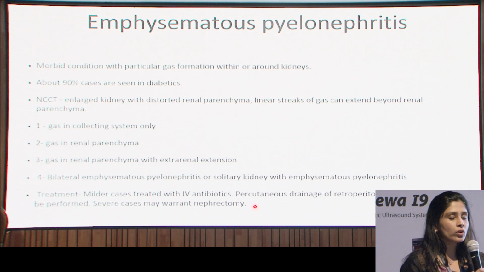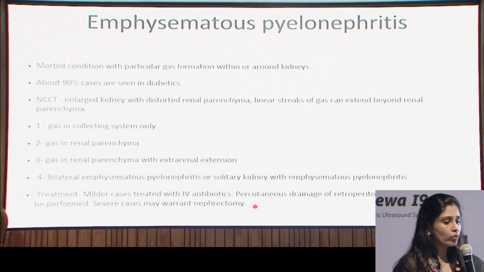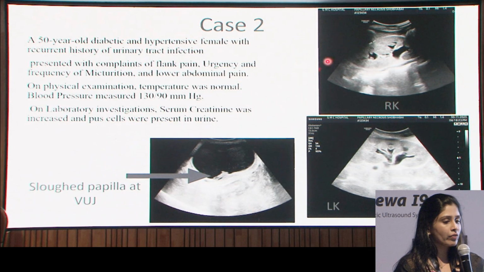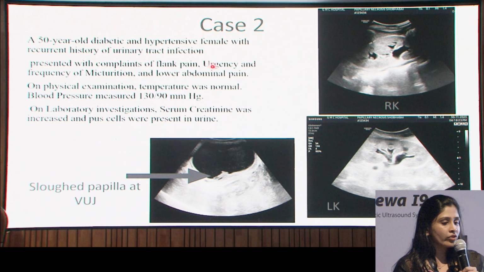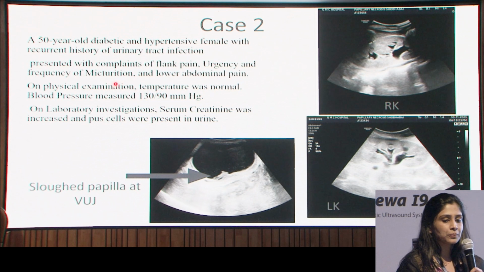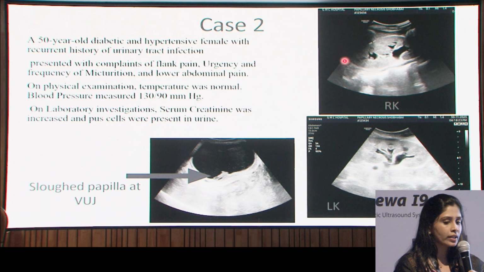So case 2, this was a very interesting case. A 50-year-old female diabetic came to our department with history of recurrent urinary tract infection. She had urgency and frequency of micturition. So what we were suspecting is pyelonephritis. In this image on USG, we see hydronephrosis on both sides. Along with it, there's echogenic content at the calyceal apex and also at the VUJ.